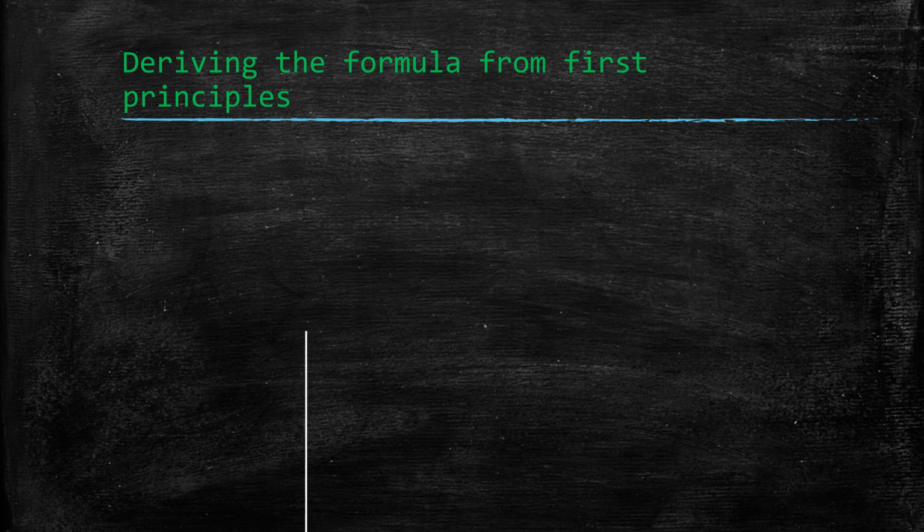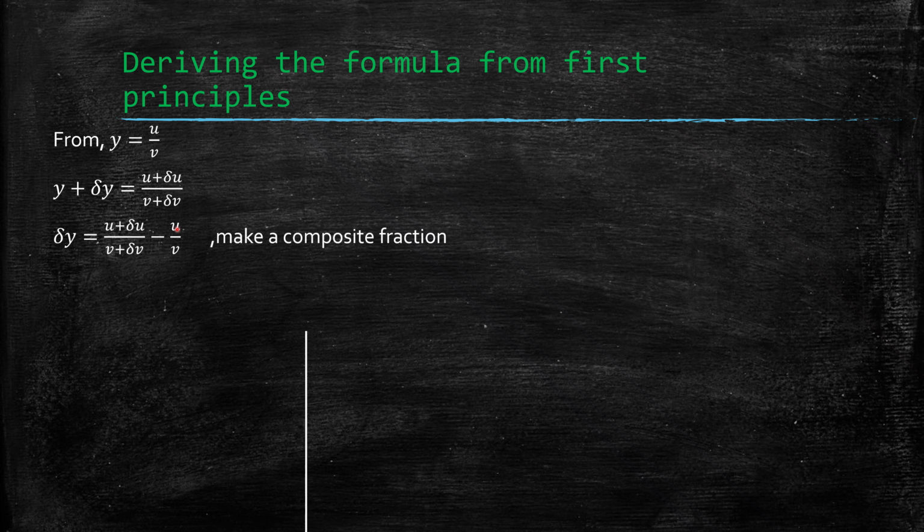Right about now, I would like us to know how to derive this formula that we have just discussed from first principles. Now, considering that this is our formula, y is equal to u over v, our very first step is that we are going to introduce small increments, and therefore it's going to become y plus small change in y being equal to u plus small change in u over v plus small change in v.